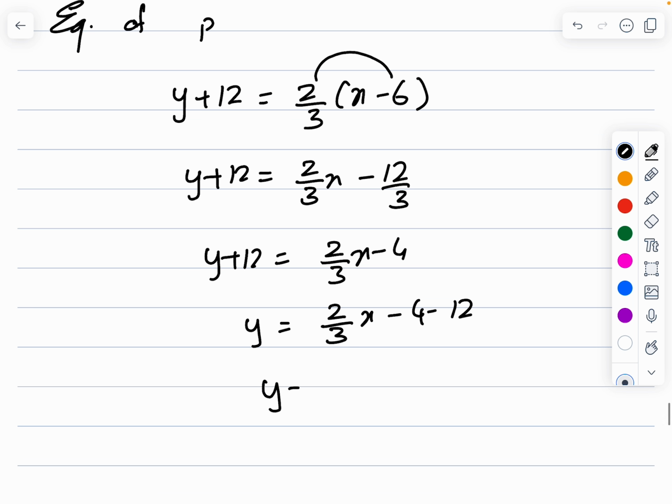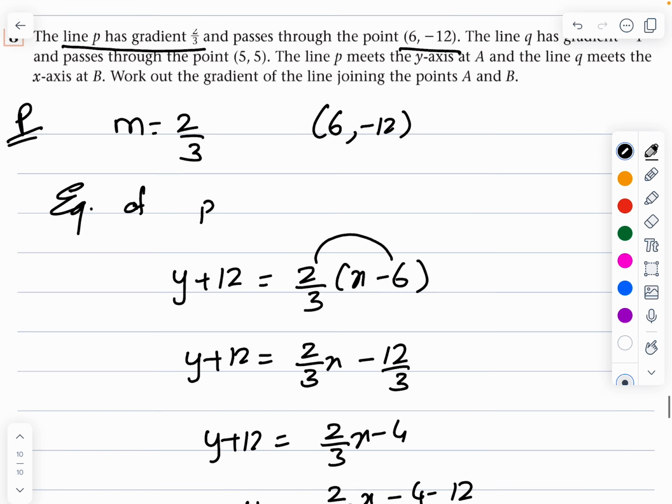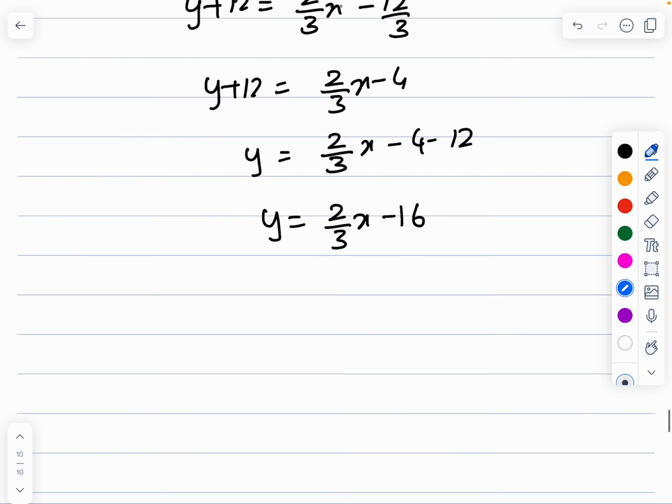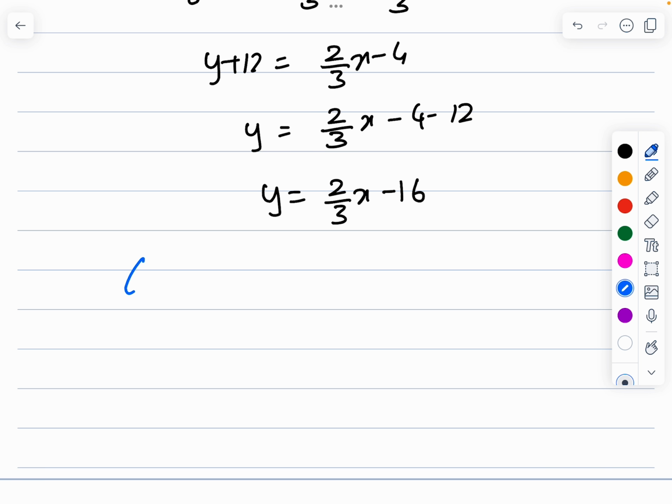So y equals 2/3x minus 16. That is the equation of P. Next it says line Q has a gradient of negative 1 and passes through (5, 5). So negative 1 is the gradient and it passes through the point (5, 5). So what is the equation of Q?